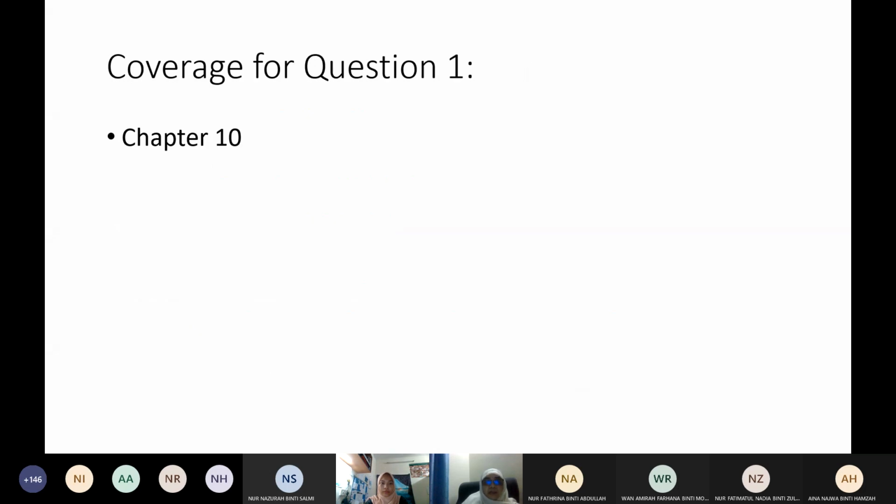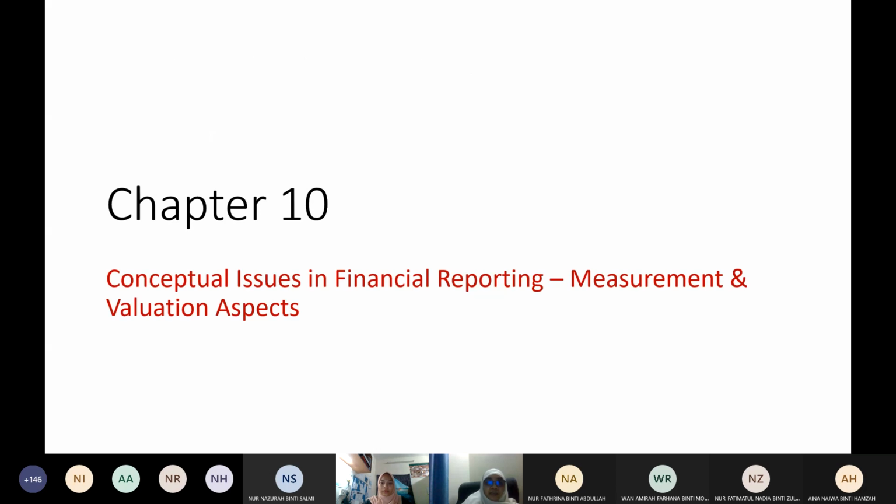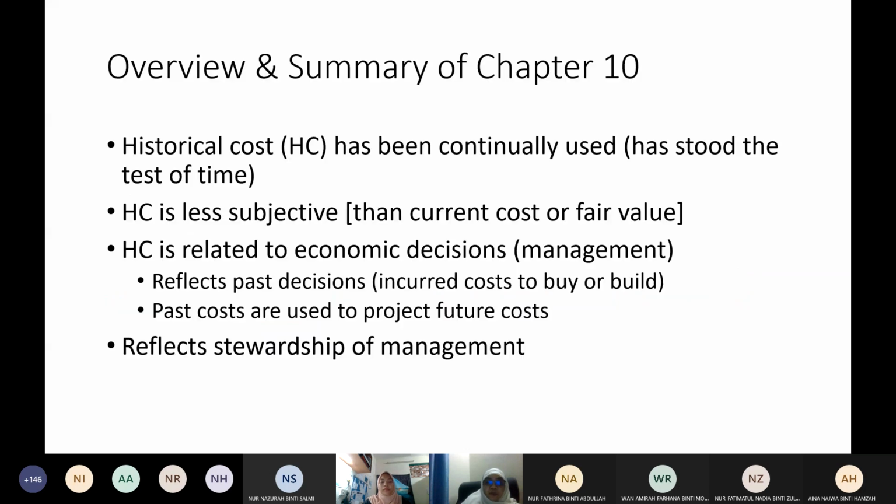As I said, the coverage for question one is Chapter 10. But in Chapter 10, there is a part which is an issue. We're going through Chapter 10, but most of what is relevant for your final exam, you have already studied. So I am just revising with you, but before we go to the revision, I have to give you an overview and summary of Chapter 10. This is again just a reminder and a revision.